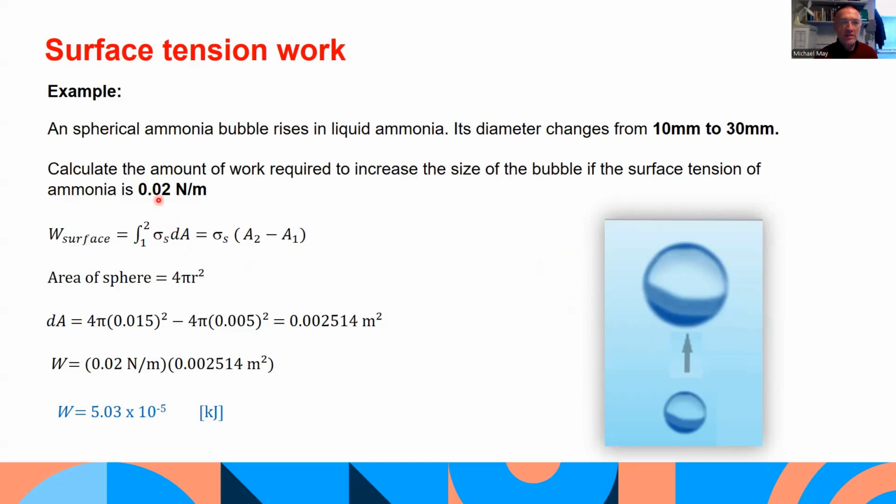So we have our surface tension. What we need is the change in area. So the area of a sphere is 4 pi r squared. And we have our two diameters, so just change them to radii in meters. And we work out the change in the area here. Multiply that by the surface tension. And we get 5.03 times 10 to the power minus 5 kilojoules. That's the work in changing the size of that bubble to the larger size.